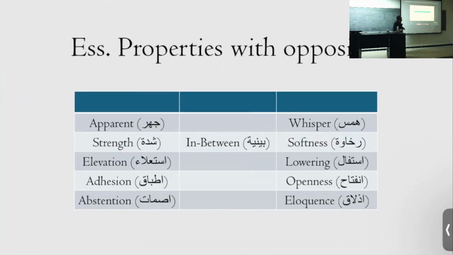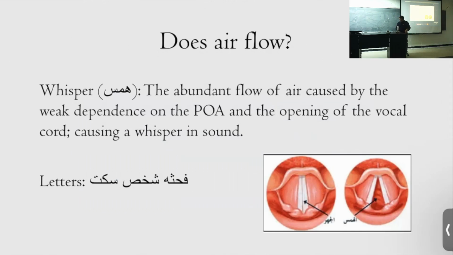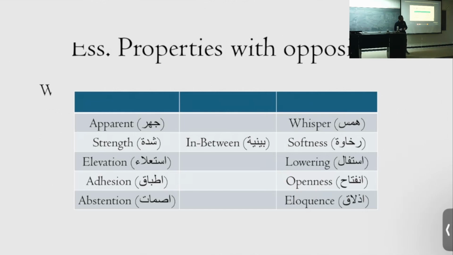Okay. So these two, right? We finished the softness and we talked about the in-between. We're going to run through it really quickly. So the first pair, what does the first pair ask about? The question is, does air flow? If yes, it's whisper. If no, it's jahr.